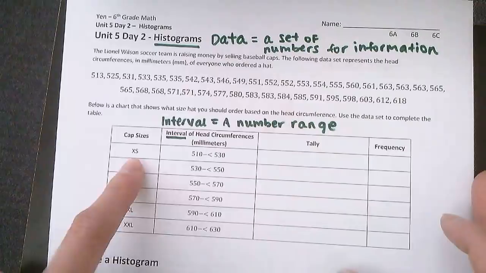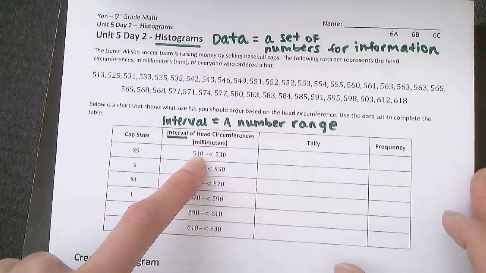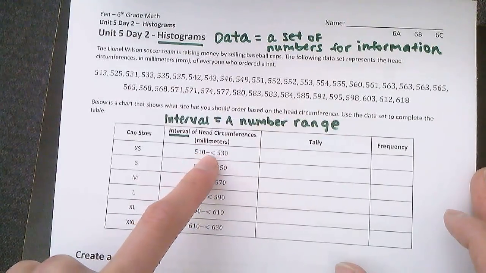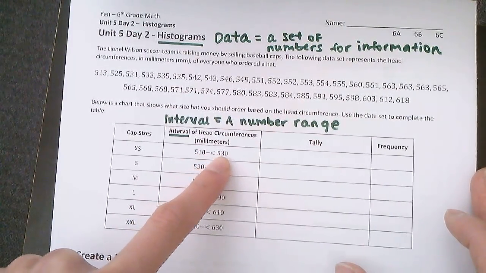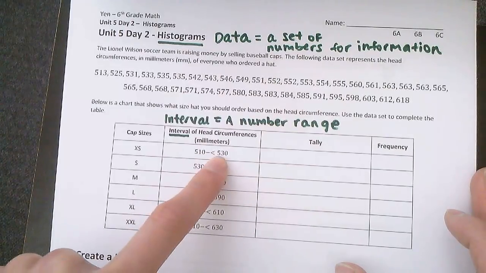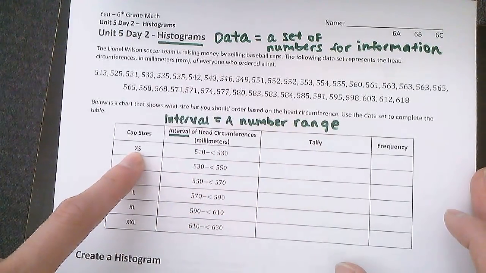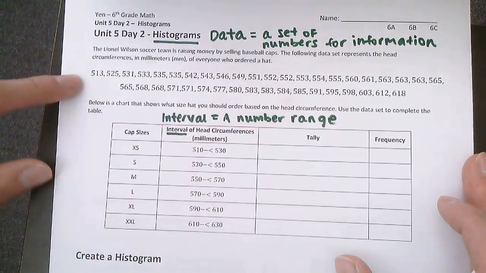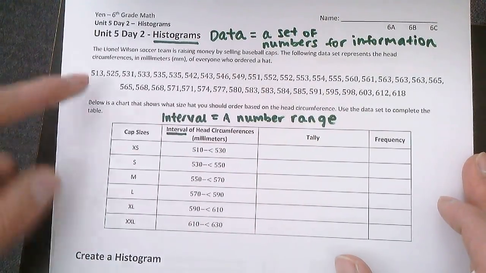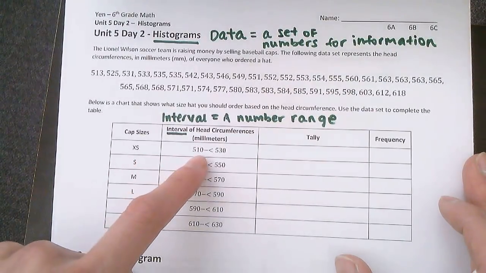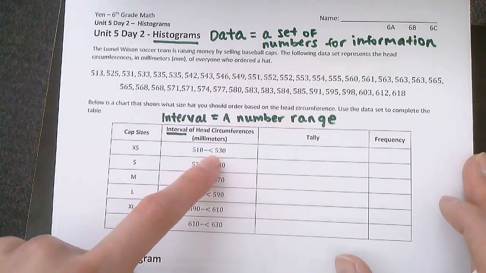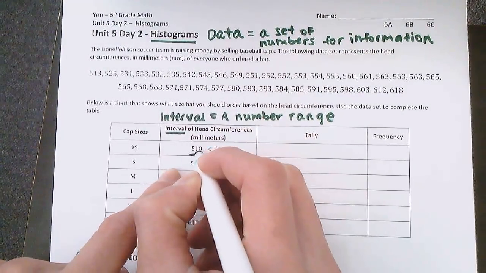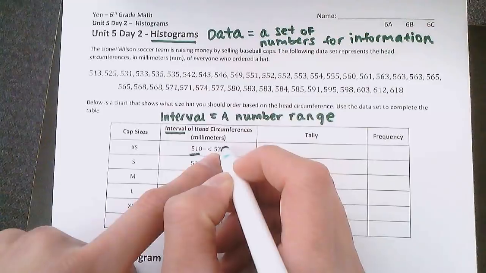So the first interval is from 510 millimeters to, remember this is the less than symbol, everything less than 530. If that's how big your head is, then the right size for you is an extra small. So what you can do is go back to this data set up here and count how many numbers are within this interval range from 510 to less than 530.